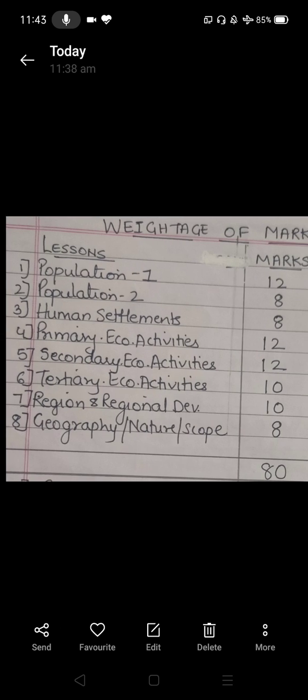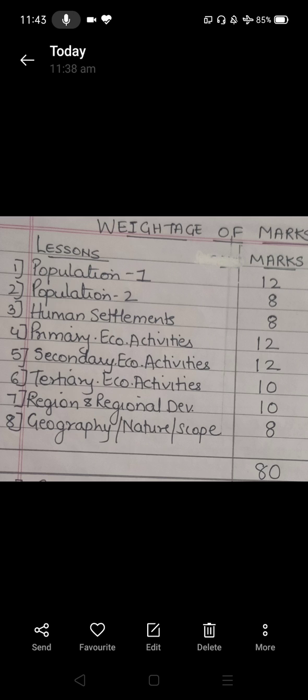Now we'll go step by step on how much weightage each chapter has and how they are supposed to be given in options also. I will show you all that way also. Now look at this weightage of marks.